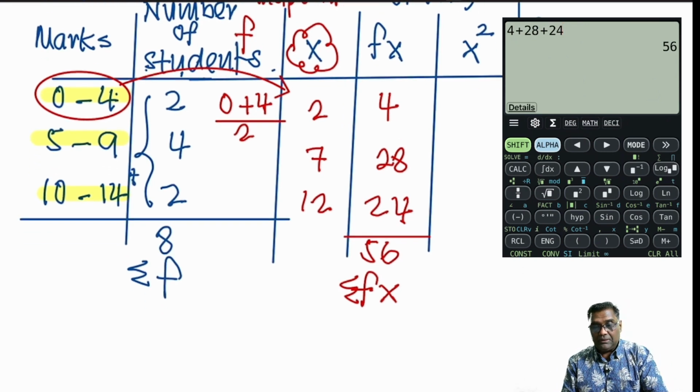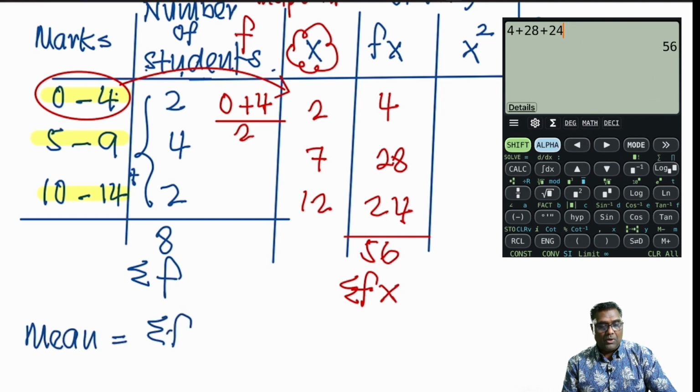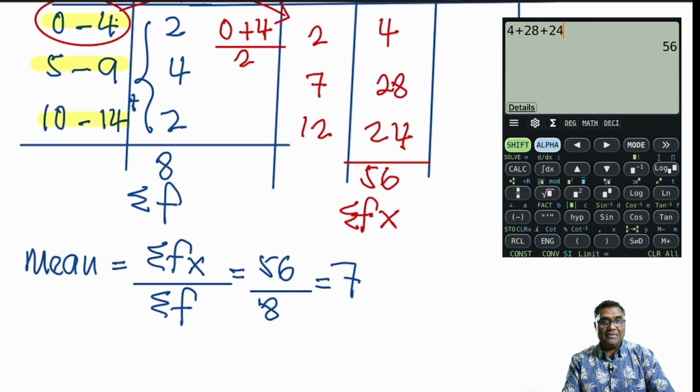So from here, I can find my mean. The formula, sum of fx divided by sum of f. 56 divided by 8. This one normal maths also can. You know the answer is 7. That's how I got my mean. We already calculated the mean.